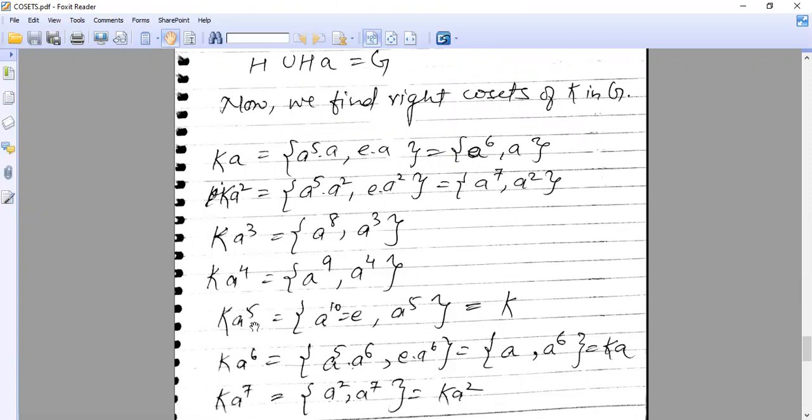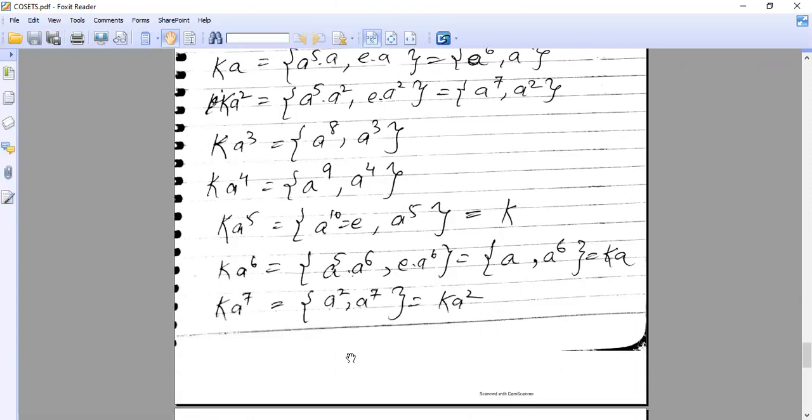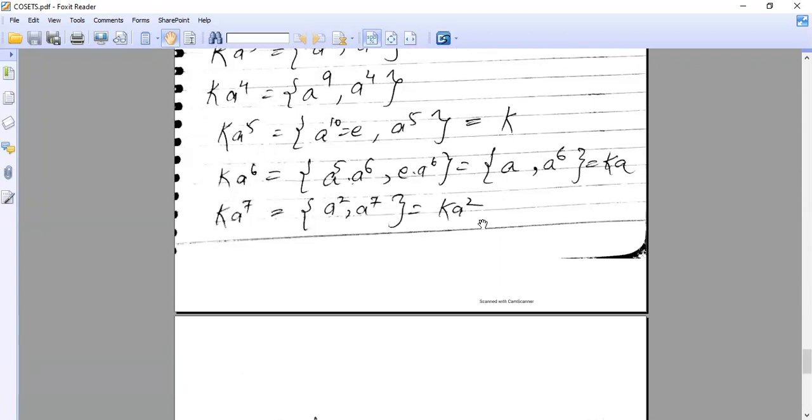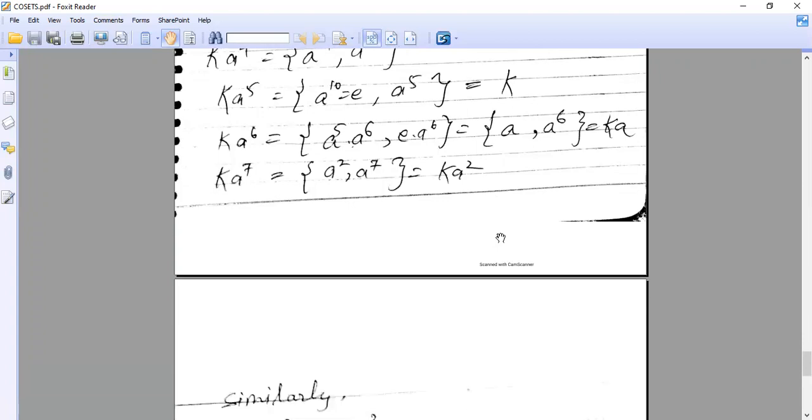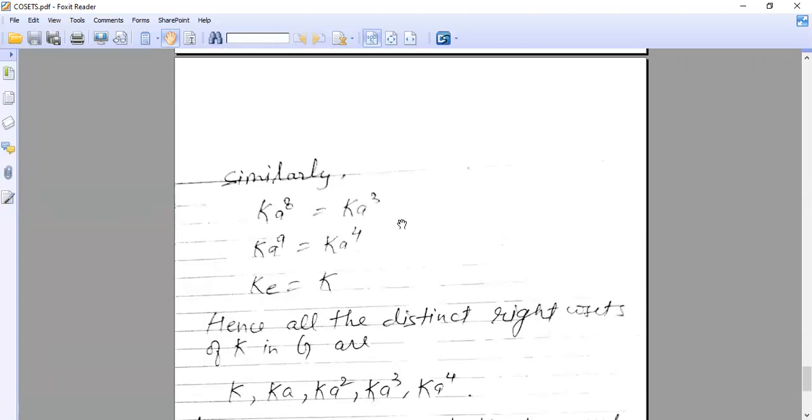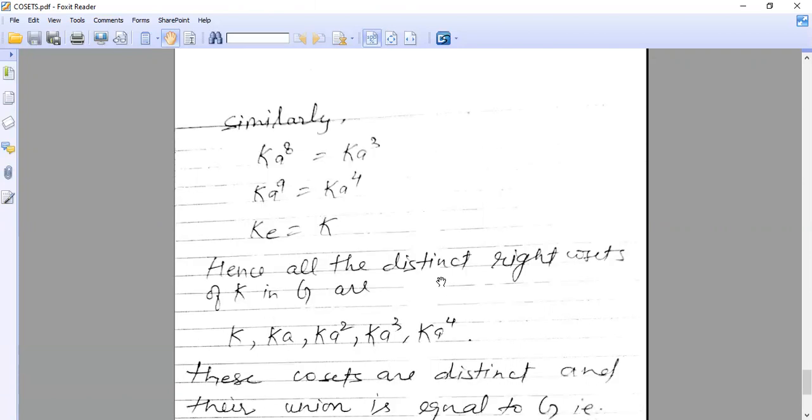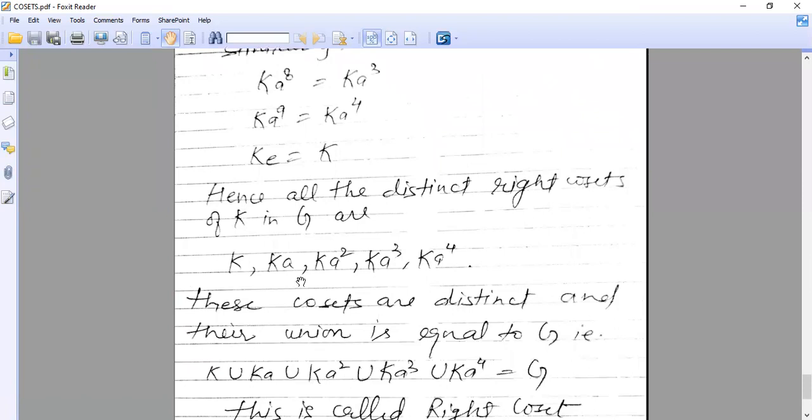When you are multiplying A to the power 5 with K, that is giving you K. So K is equal to K A to the power 5. These two cosets are the same, and K A to the power 6 is giving you A and A to the power 6, so this is equal to K A, and K A to the power 7 is giving you K A square. Similarly, Ka to the power 8 will give you Ka cube, Ka to the power 9 will give you Ka to the power 4, and K into identity will give you K. So all the distinct right cosets of K in G will be K, Ka, Ka square, Ka cube, and Ka to the power 4.